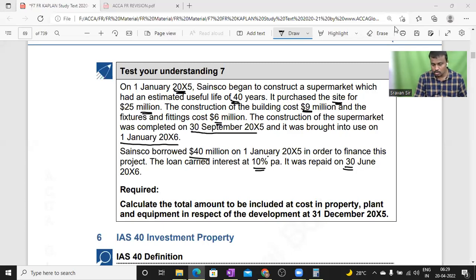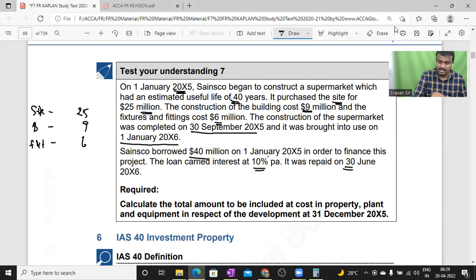Here, the total amount spent for bringing that asset into a state available for utilization is added to the cost of the asset, right? So which items are included? First of all, the site, for purchase of the site, $25 million. For construction of the building, $9 million. And fixtures and fittings, $6 million. Then verify whether any borrowing cost is required to be capitalized. First of all, it is a qualifying asset, because construction will take some period to bring that asset into a state available for utilization.